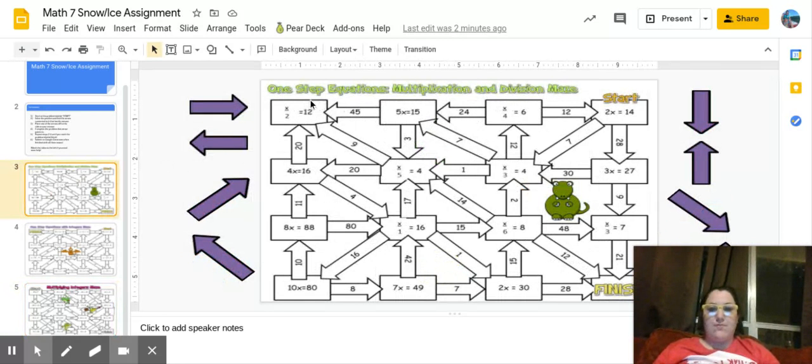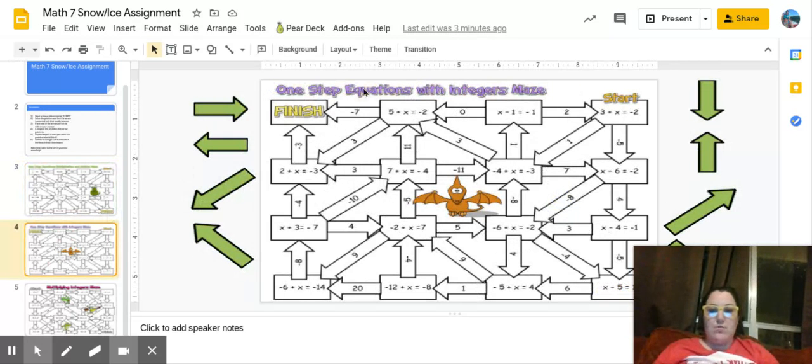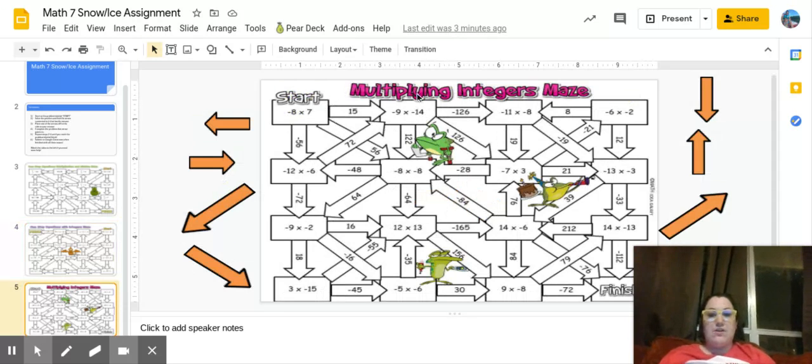For example, this first one is one-step equations with multiplication and division. So you're trying to figure out what is x, and all of these are multiplication and division problems. This second one is one-step equations with integers. So all of this is adding and subtracting, but you are also going to be dealing with negative numbers here. And the third one is multiplying integers. So this is just the basic multiplying of negative and positive numbers.